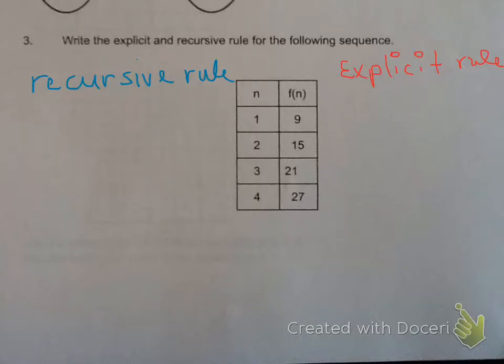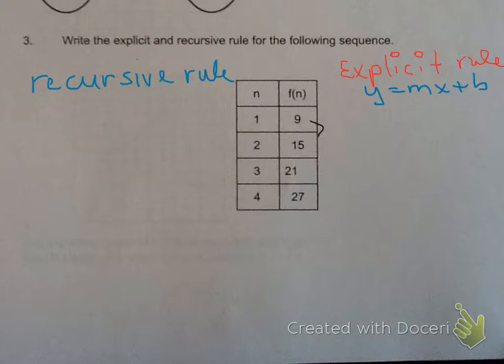Alright, here's question 3 on the Unit 2 review. It says write an explicit or recursive rule for the following sequence. The explicit rule you could write in the y equals mx plus b format. The other one, however, requires you to find a pattern. The first thing, and both of them you actually do, is the same.